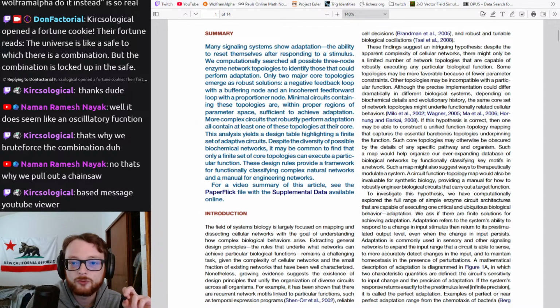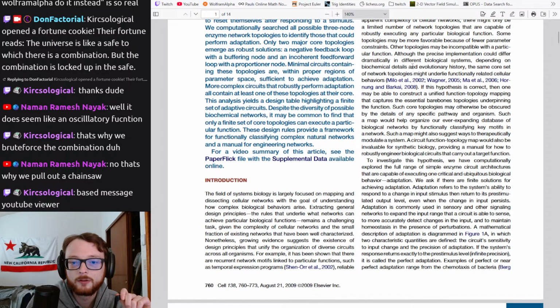These findings suggest an intriguing hypothesis. Despite the apparent complexity of cellular networks, there might only be a limited number of network topologies that are capable of robustly executing any particular biological function. Some topologies may be more favorable because of fewer parameter constraints. Other topologies may be incompatible with a particular function. Although precise implementation could differ dramatically in different biological systems, depending on biochemical details and evolutionary history, the same core set of network topologies might underlie function-related cellular behaviors.